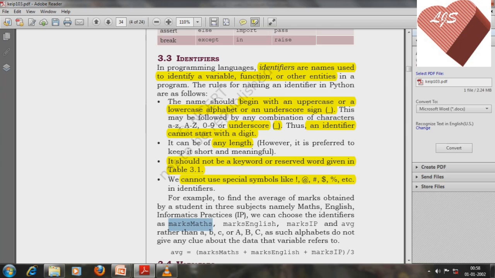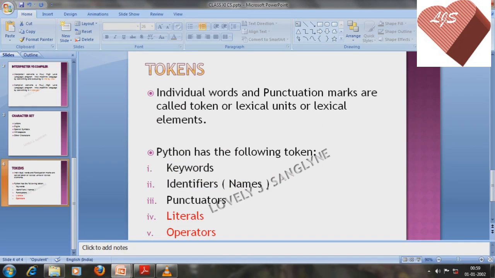For example, here we have the marks. It says marks maths. So this is one of the examples of an identifier. That means the name of the subject variable. The variable that you want to store the subjects in is marks maths, marks English, marks IP, and so on. So these are examples of identifiers. You can also give any name such as first name, student's name, friend name, colors, fruit, flowers, and so on. But you must remember to follow the given rules for identifiers.